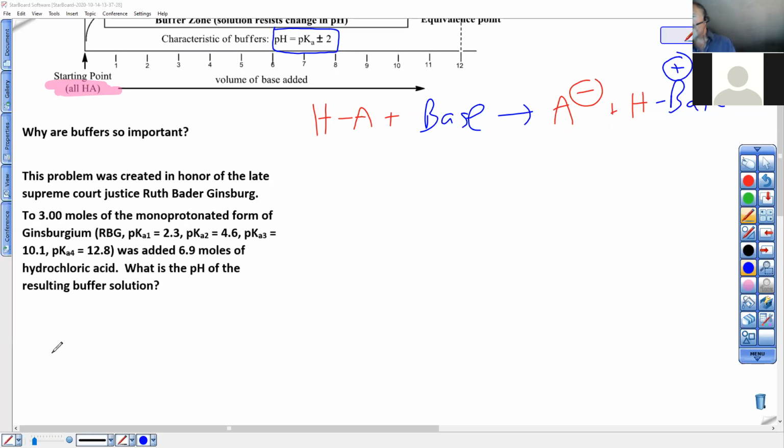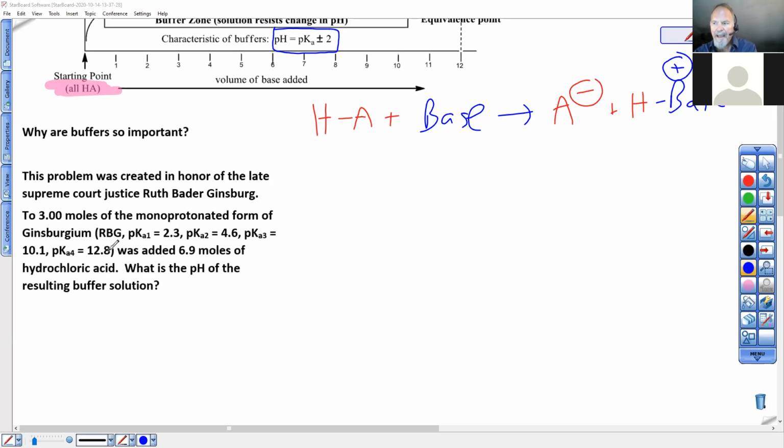So I've named our molecule after Justice Ginsburg. I called it Ginsburgium, in short form RBG. And I've given you 4 pKa's. So here's what's going to happen on the problem set and on the exam. You're going to look at this problem and you're going to see he gave us 4 pKa's. Or maybe I'll give you 5. Maybe I'll give you 3.